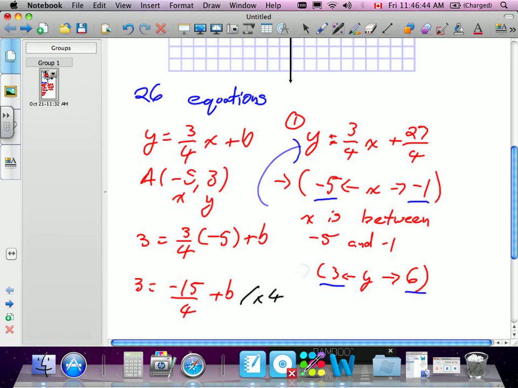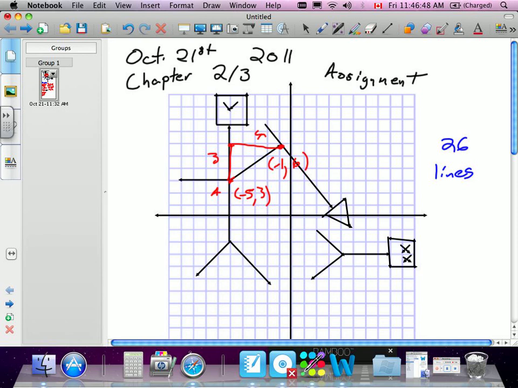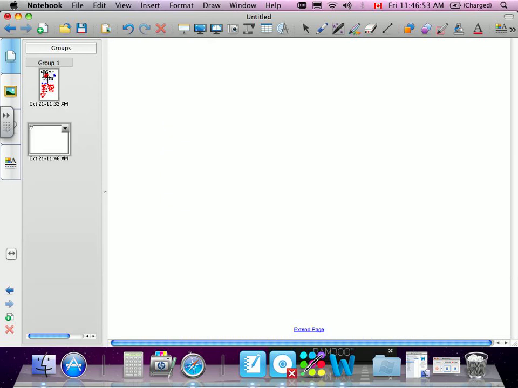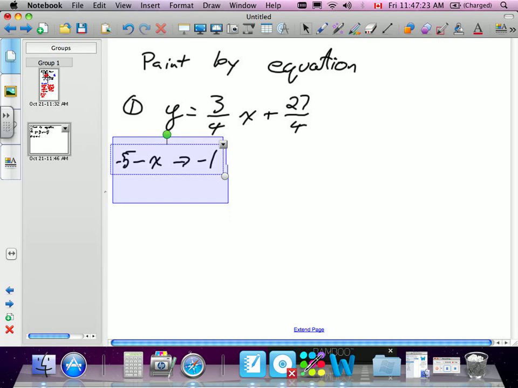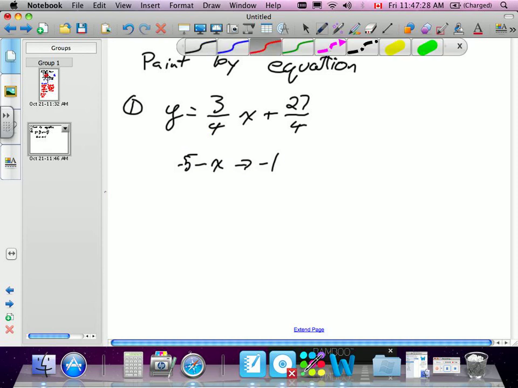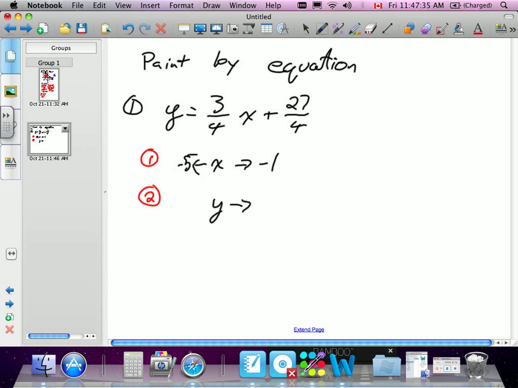So eventually what you're going to create is, I want you to actually draw the picture at one point. On the next page, this is called the paint by equation. You're going to have a set of equations, okay? So say equation 1, we had y is equal to 3 over 4 x plus 27 over 4. Is that right? X between -1 and -5. Let's move that over. That looks terrible. So this will be restriction 1 and restriction 2. Y was between 6 and 3. So that's for my one equation, okay?